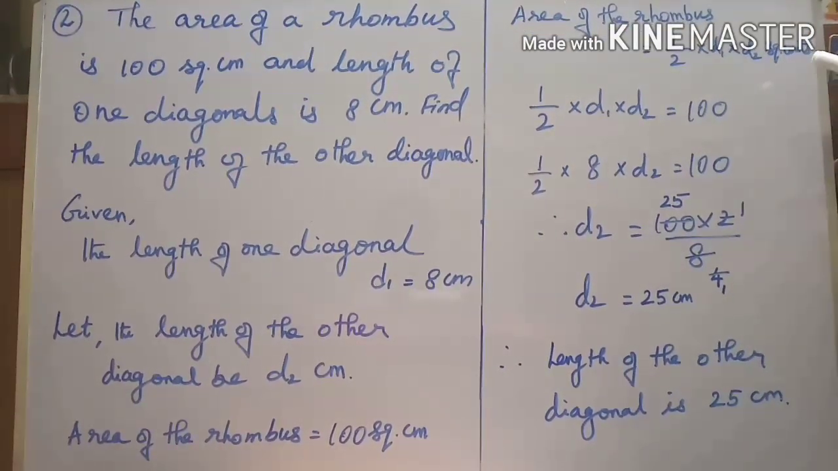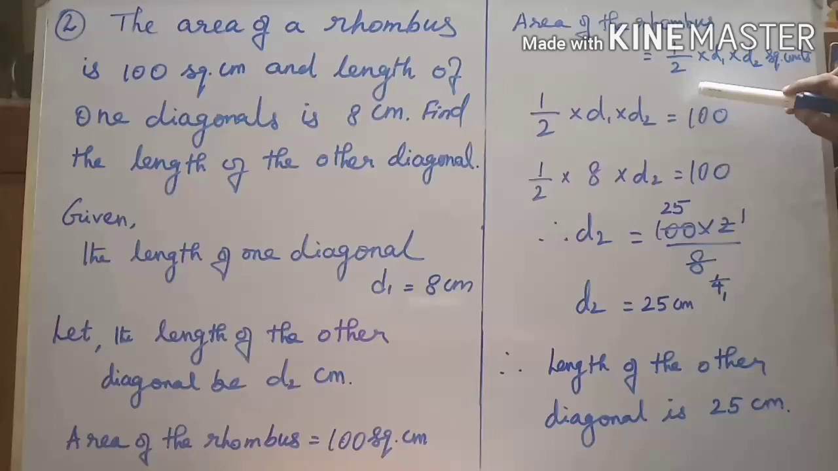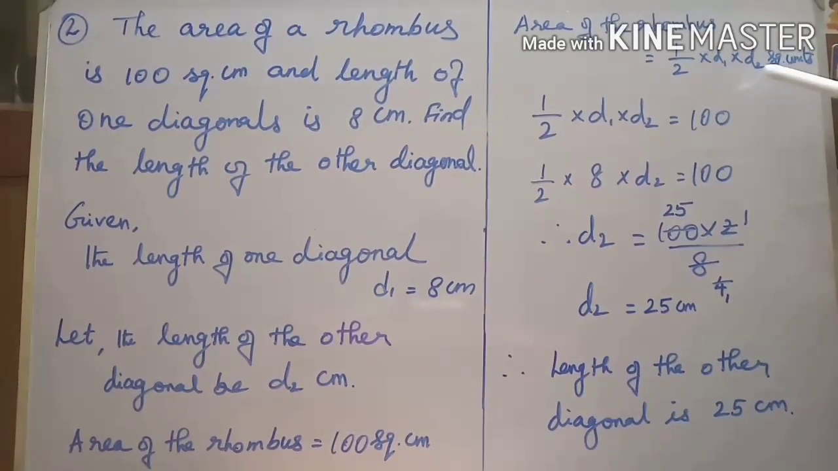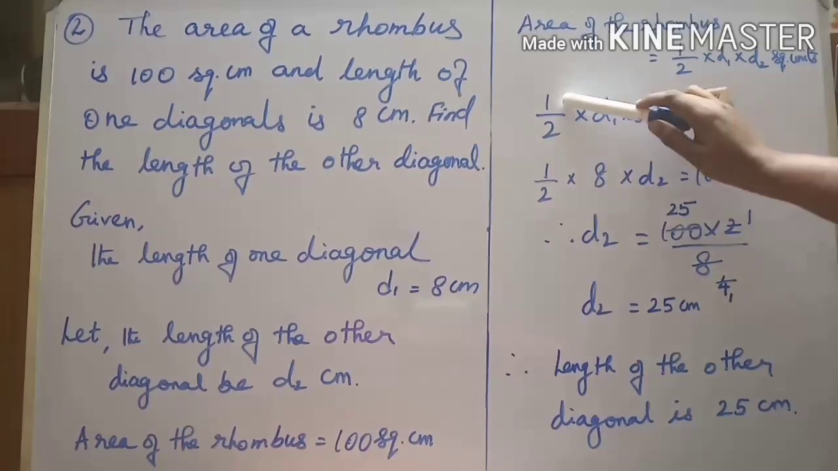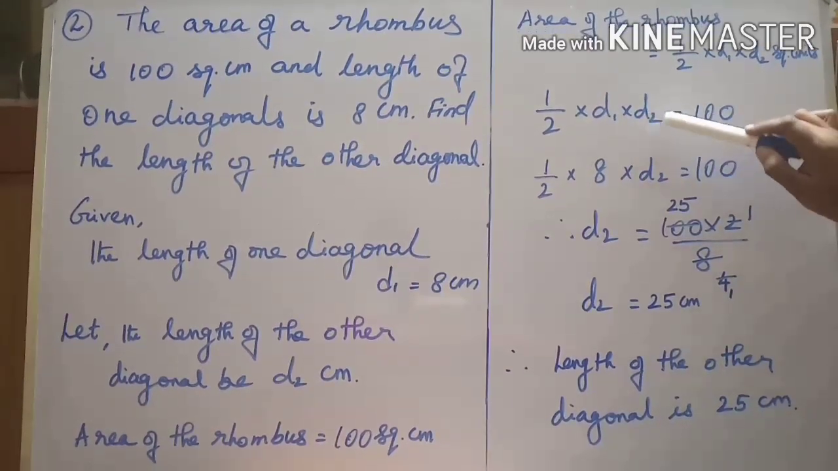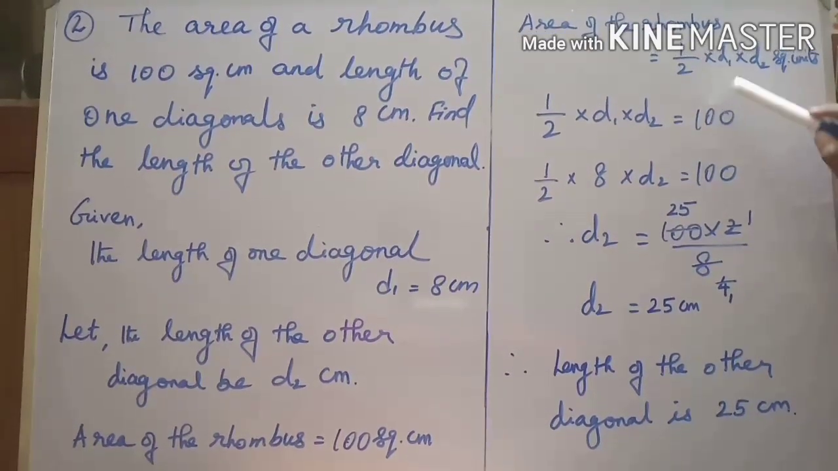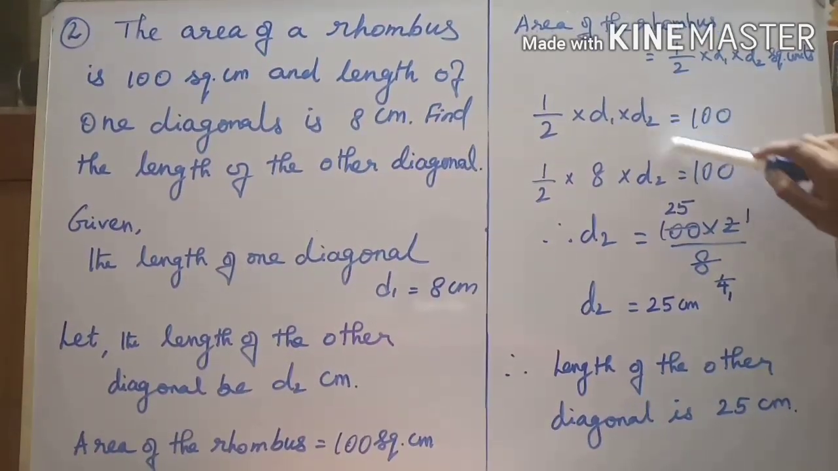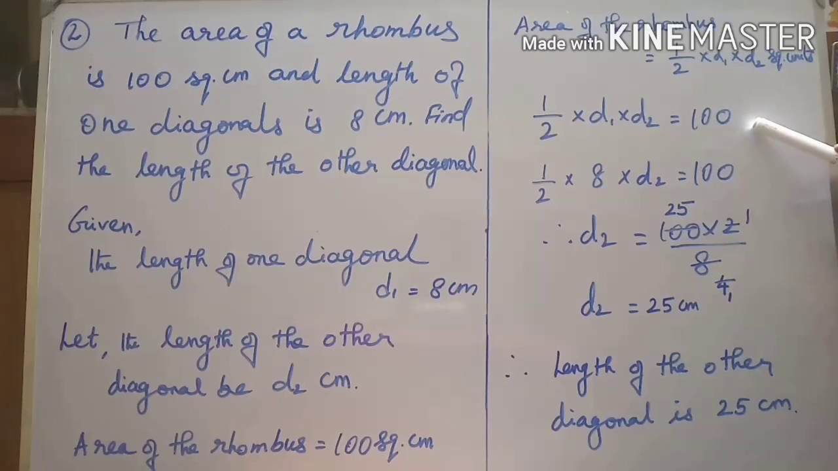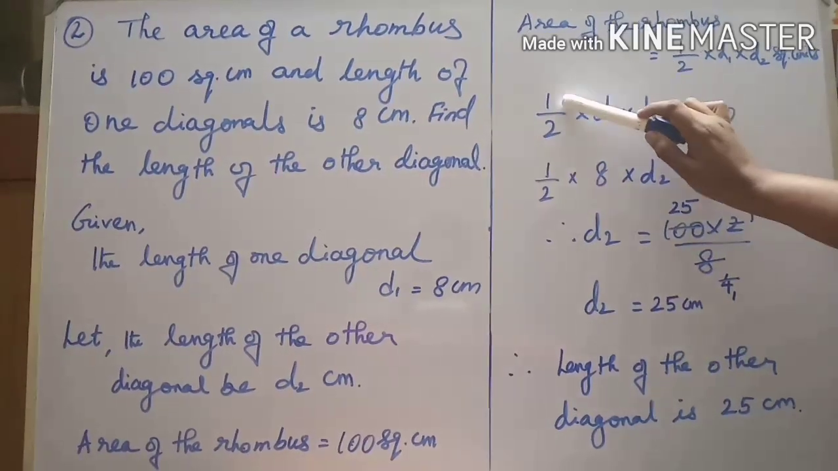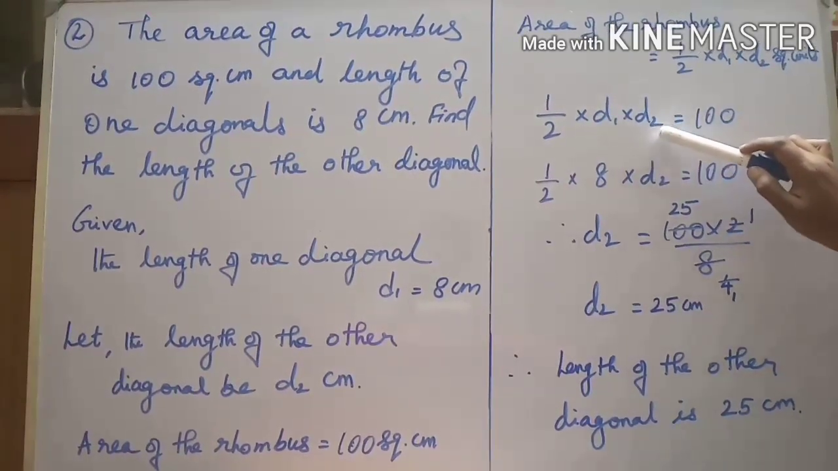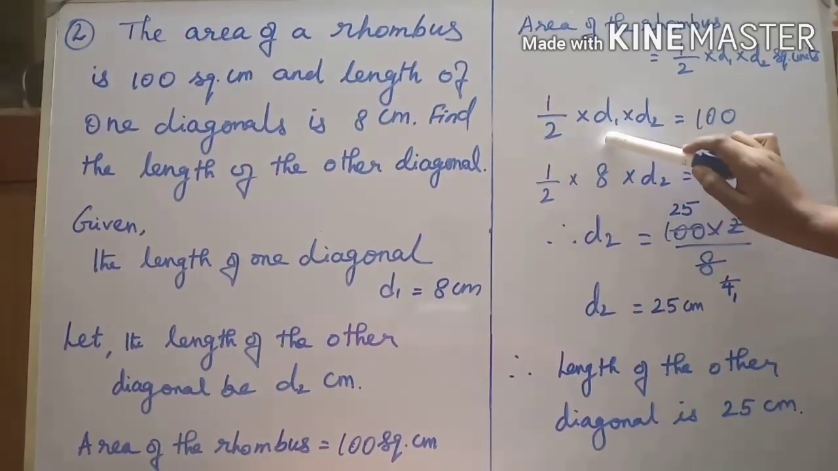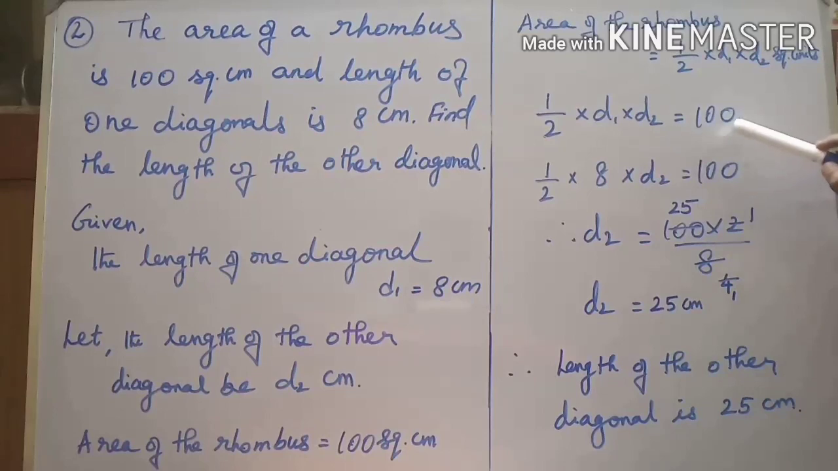Next, write the formula. The area of the rhombus is equal to half into D1 into D2 square units. Take and write it like this first: half into D1 into D2 is equal to area. The area is 100 square centimeter, so instead of that you write it as 100. This is the area of rhombus formula. Half into D1 into D2 is equal to 100.